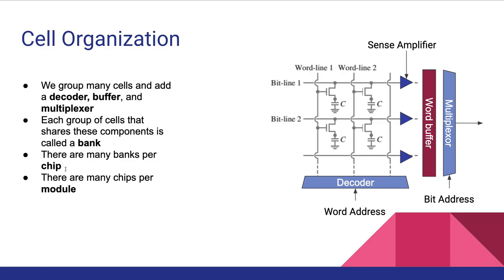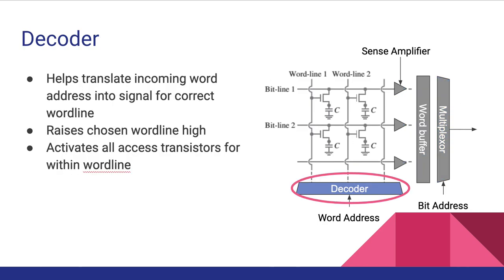The memory modules are the things that, if you have experience building computers, or you've looked at PCB diagrams in electronics with memory, you'll see are a rectangular block with many square blocks on them. The rectangular block is the memory module, the square blocks are the chips, and inside of them are these banks that share these components.